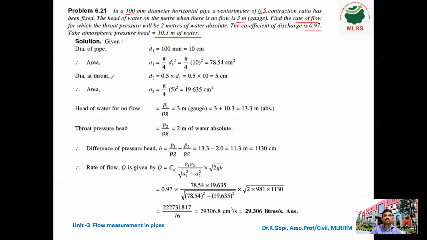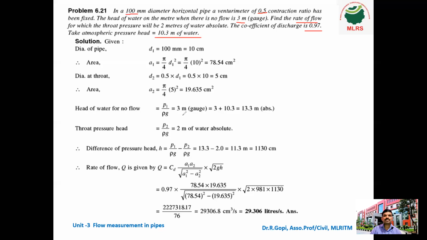Next, diameter of throat D2. D2 is 0.5 into D1. So 0.5 into 10 is equal to 5 centimeter. Next, the corresponding area A2 is pi by 4 into D2 square. Okay. Head of water for no flow, that means pressure head P1 by rho G is given by 3 meter.